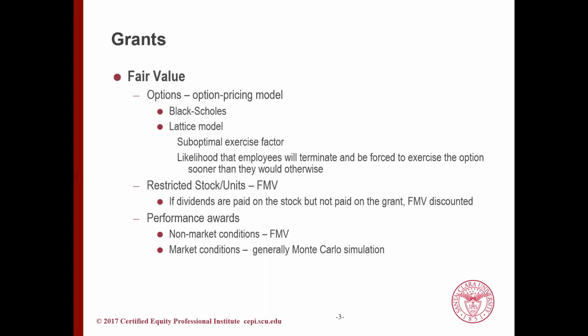Then for restricted stock awards in units, you can just use the fair market value of a company's stock on the grant date. But take note that if dividends are paid on the company's stock but are not paid on the grant awards, then the fair market value is discounted to reflect that general shareholders are getting a benefit that the employee grant holders are not getting. Therefore, you discount the fair market value to reflect this lack of a dividend benefit to the grantees.